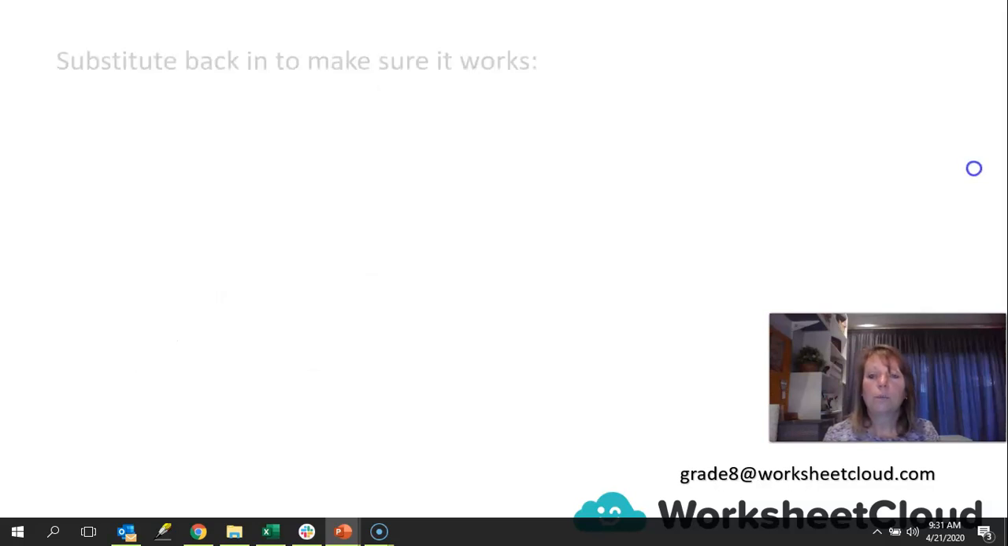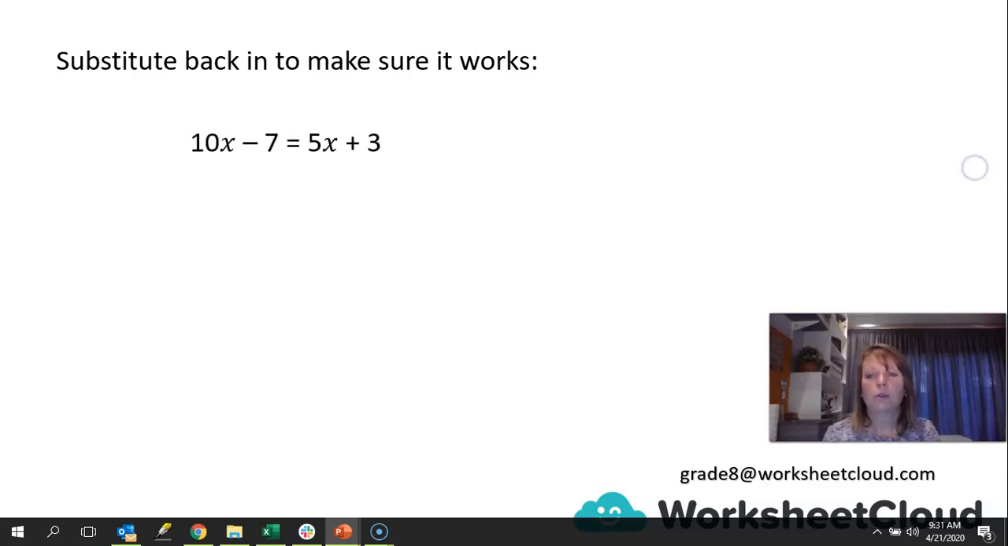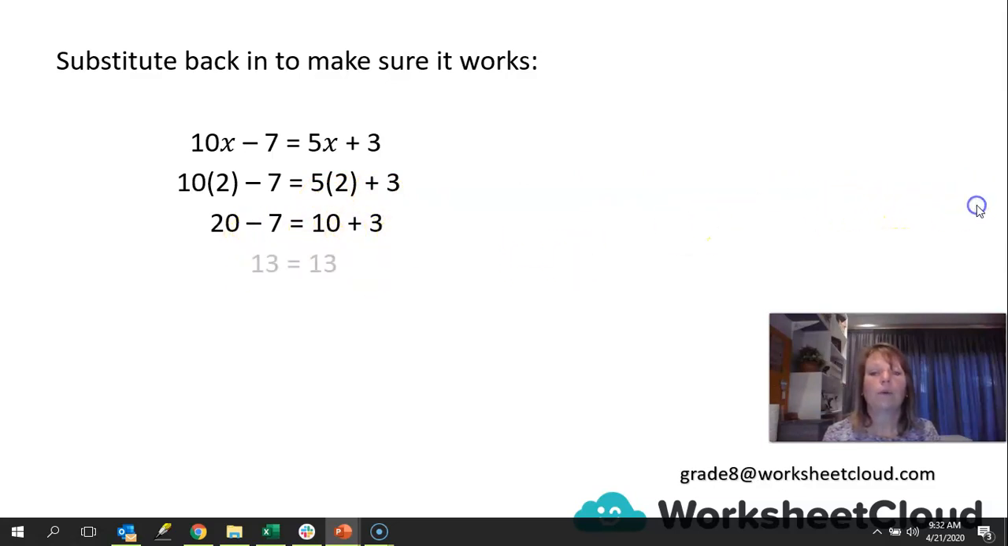So I think a good thing would be to substitute, because that was quite a long process. Let's make sure it works. Okay, 10x minus 7 is equal to 5x plus 3. We've got to substitute for both values of x, not just the one. So we're going to substitute 2 in here, we're going to substitute 2 in there, and we're going to get 10 times 2 minus 7 and 5 times 2 plus 3. Let's see, we've got 20 minus 7 and 10 plus 3, and we're going to get 13 on both sides. It works. See, if that is balanced, then it means that that is correct.